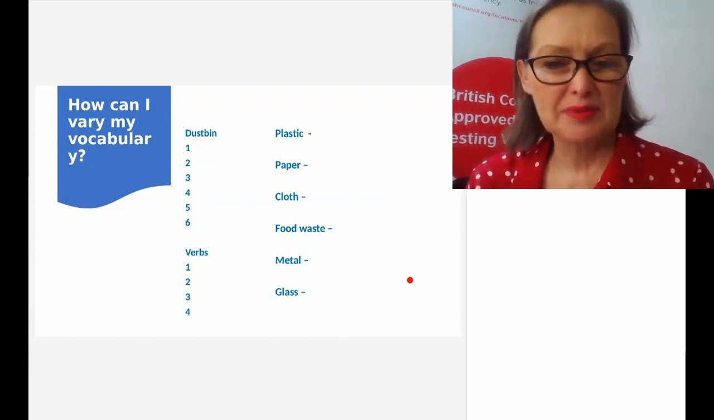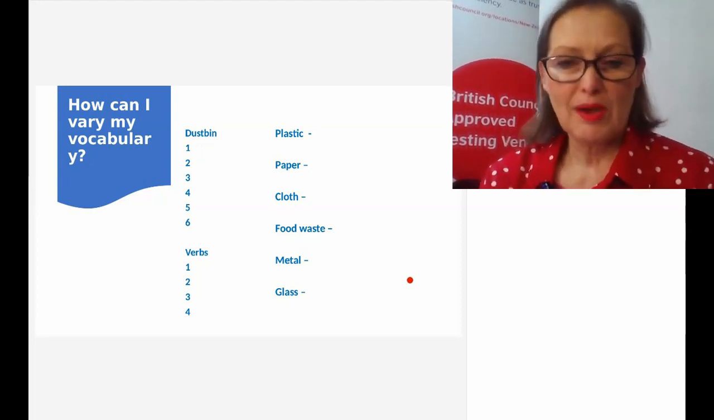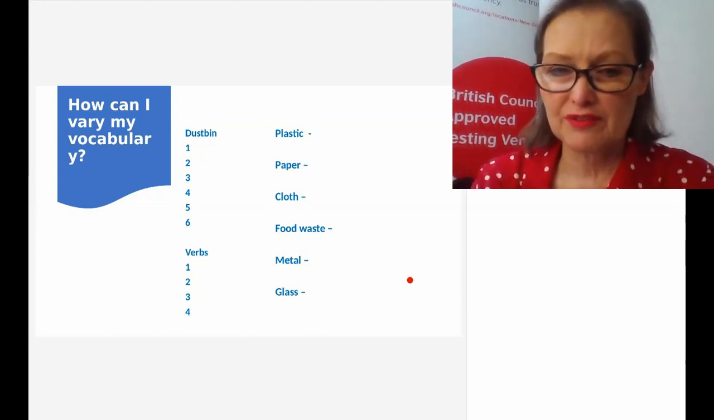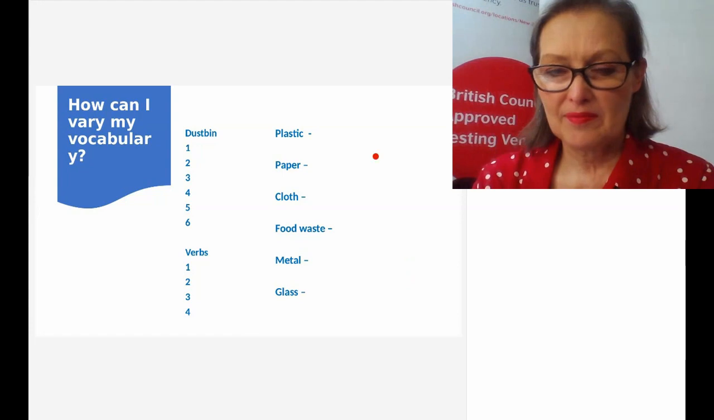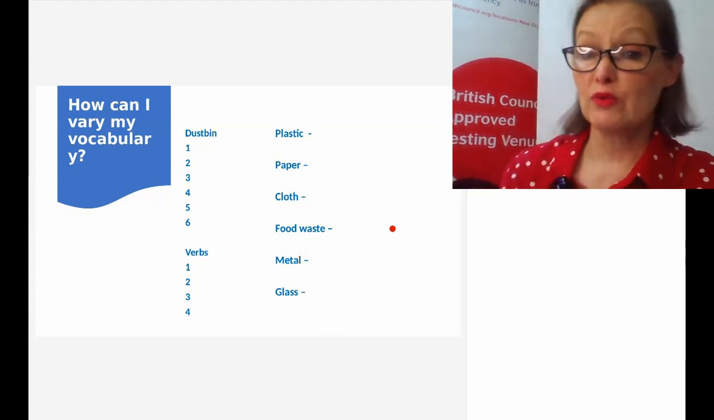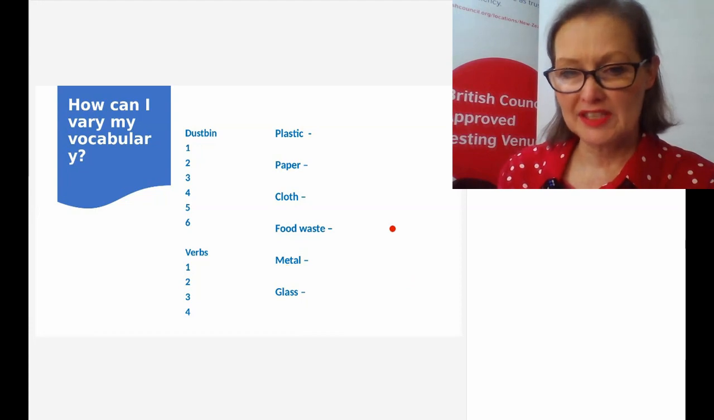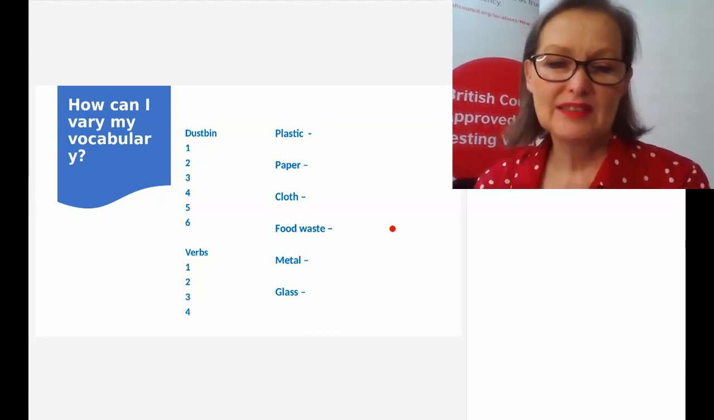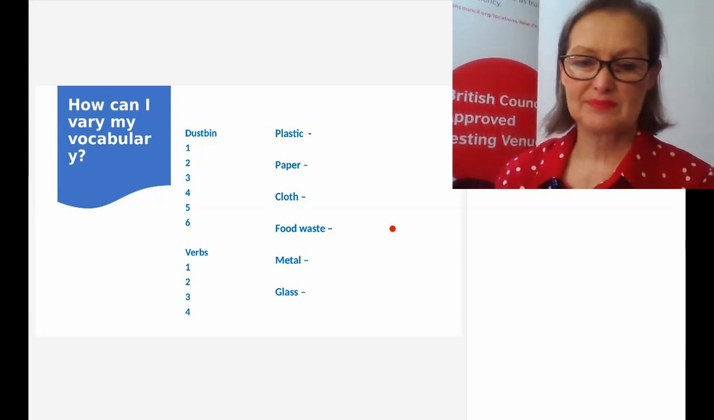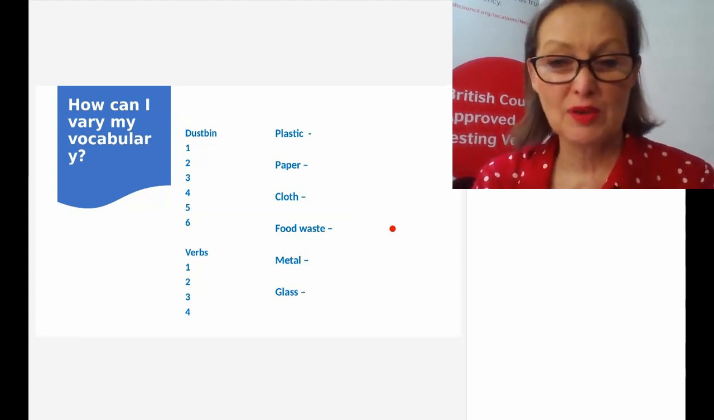So have a look at the word dustbin. You want to think of other ways we can talk about a dustbin or rubbish: a rubbish bin, rubbish, waste. See if you can think of a few more. See if you can think about verbs. What do we do with rubbish? For example, we throw rubbish away. And then we're going to be looking at these different components. How can I vary ways to talk about plastic or paper or cloth? I'll give you a minute. See if you can think of some other ways to talk about a rubbish or a rubbish bin.